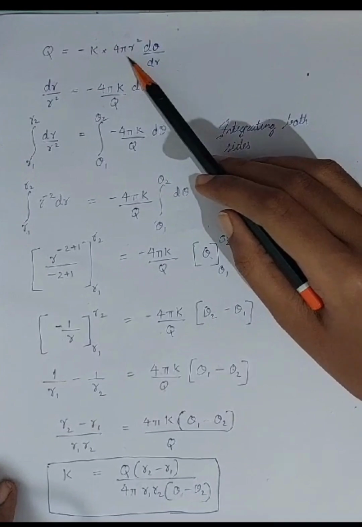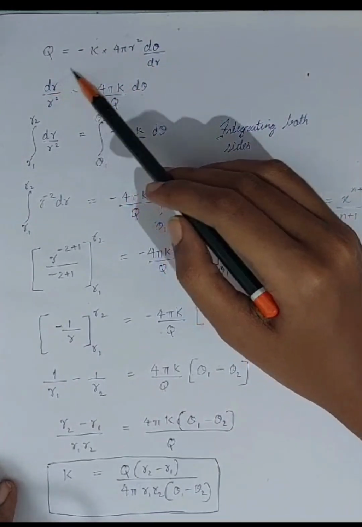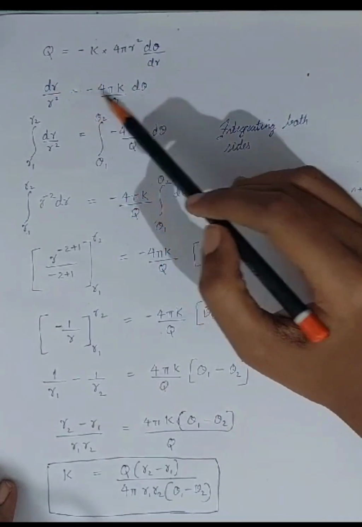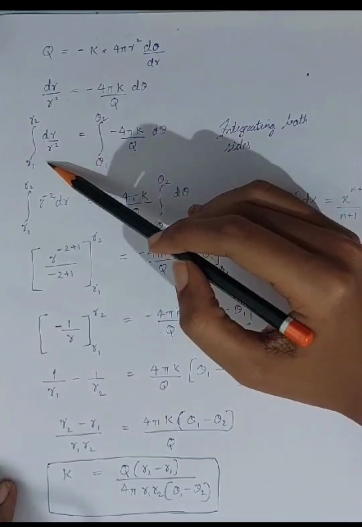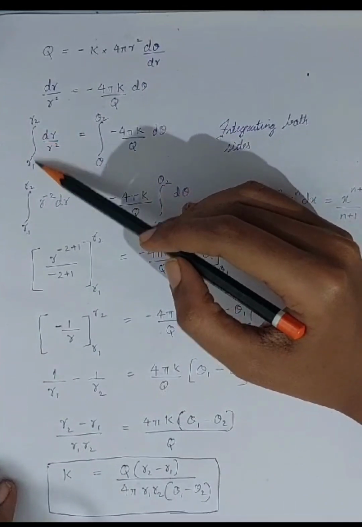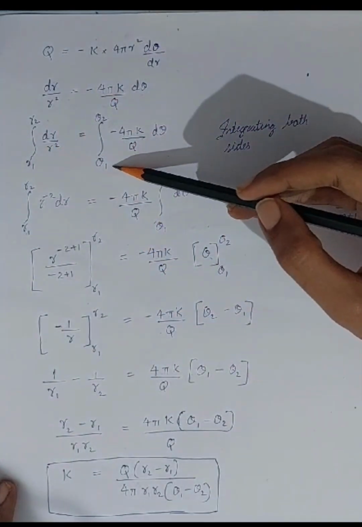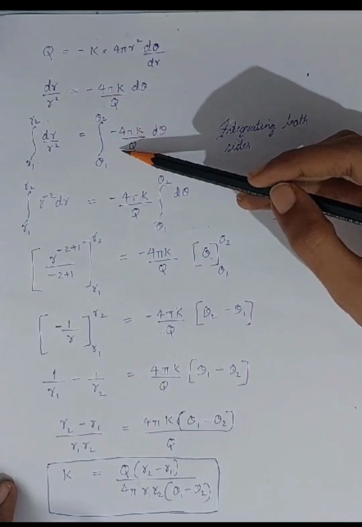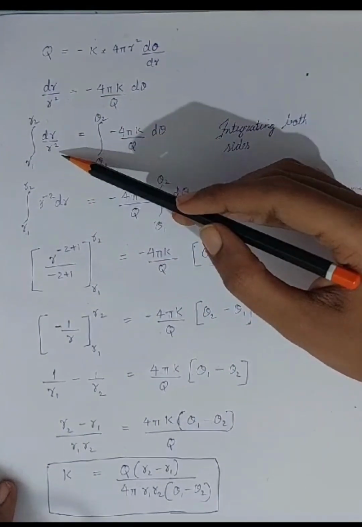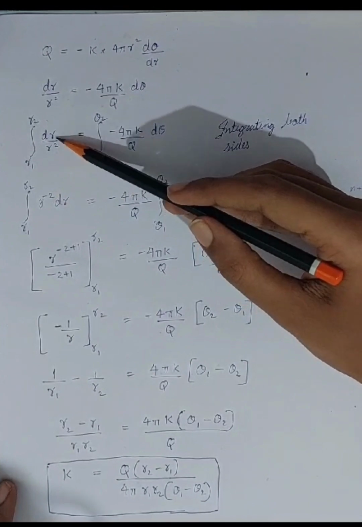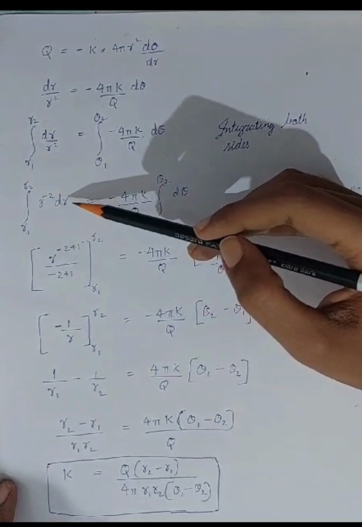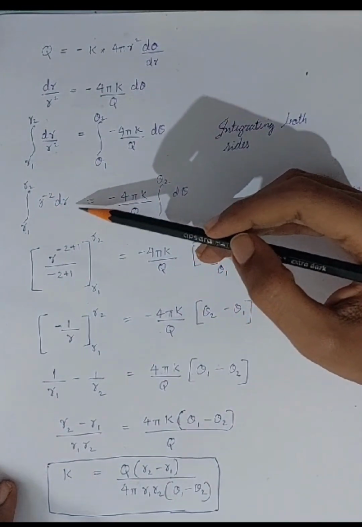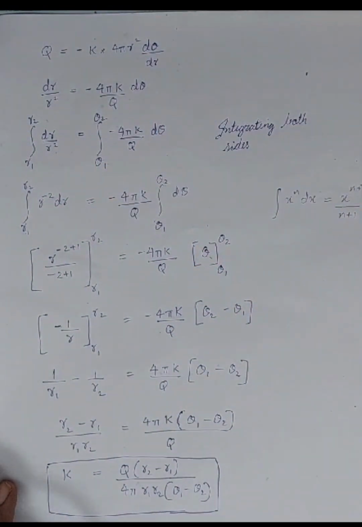Now taking this r² and dr to LHS and bringing this Q to RHS, we get the equation like this. And I am integrating on both sides. On LHS we are integrating from r1 to r2, and on RHS we are integrating from θ1 to θ2. And in the next step on this LHS, this r² is brought to numerator, it becomes r raised to minus 2. This is of the form integral x raised to n dx. Integral x raised to n dx is x raised to n plus 1 by n plus 1.